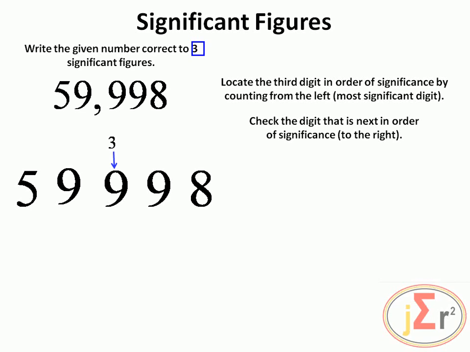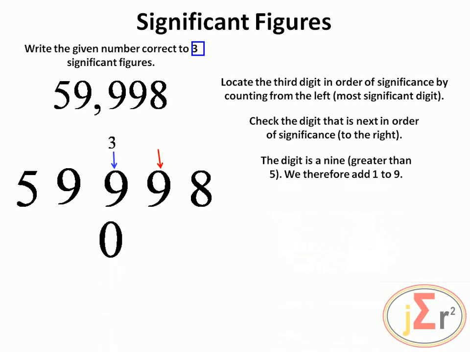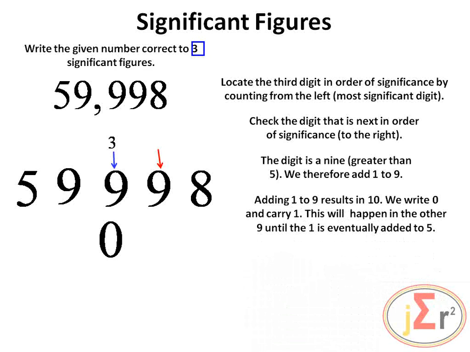Check the digit that is next in order of significance. That is the one to the right. The digit is a 9, which is greater than 5. We therefore add 1 to 9. Adding 1 to 9 results in 10. We write 0 and carry 1. This will happen in the other 9 until the 1 is eventually added to 5.